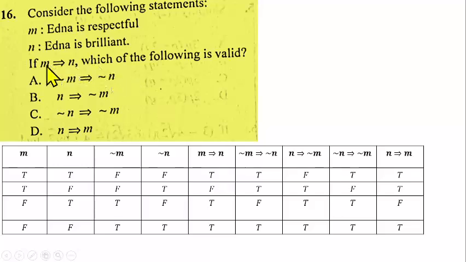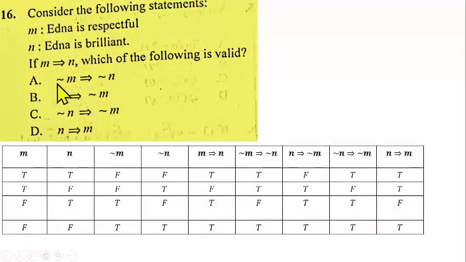So now let's go to this: if M then N. If T then T, that will give us true. If T then false, that will be false. If false then true, that will be true. Then if false then false, that will be true as well. So these are the truth values for if M then N.